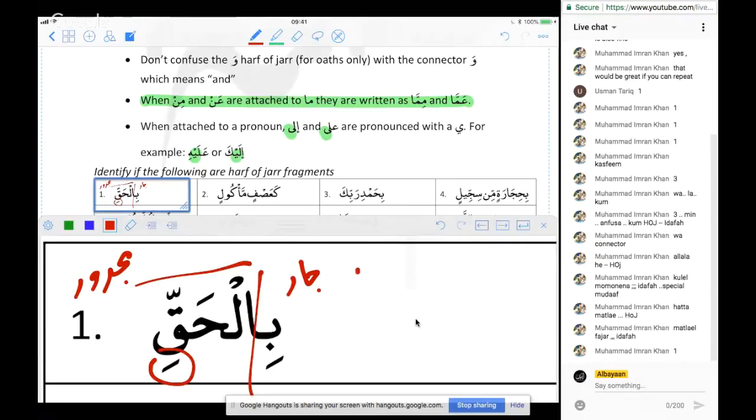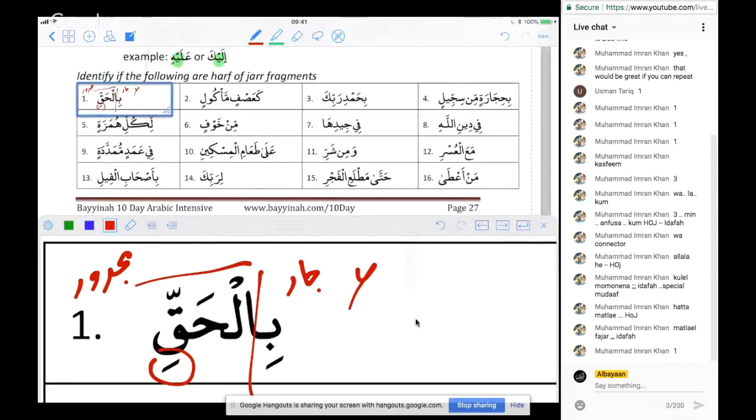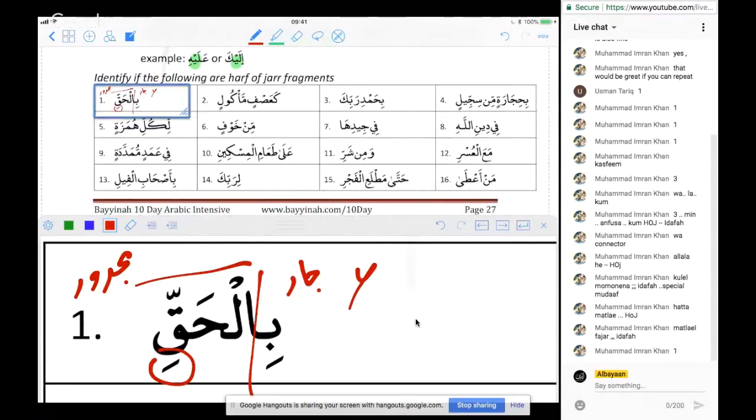So yes, this is a jar majroor fragment. Try to do as many fragments as you can. Use this exercise to apply the knowledge of other fragments. If you find something else, like mawsuf sifa, don't restrict yourself to jar majroor only. Do the full Arabs of what you see.